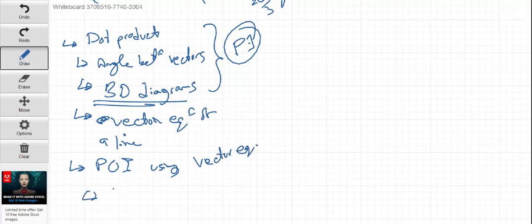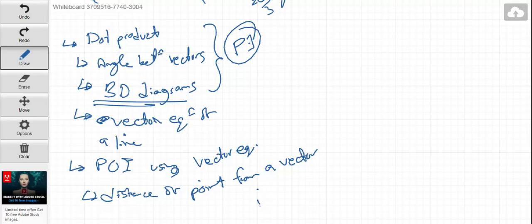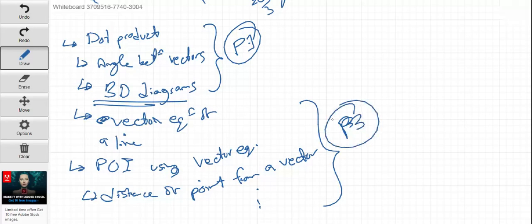We'll be talking about the distance of a particular point from a vector, and more to come in later videos. But these were always the P3 stuff. And the concept of planes, three-dimensional planes, has been eliminated from your P3 syllabus. So these are what we'll be talking about in the upcoming lectures.